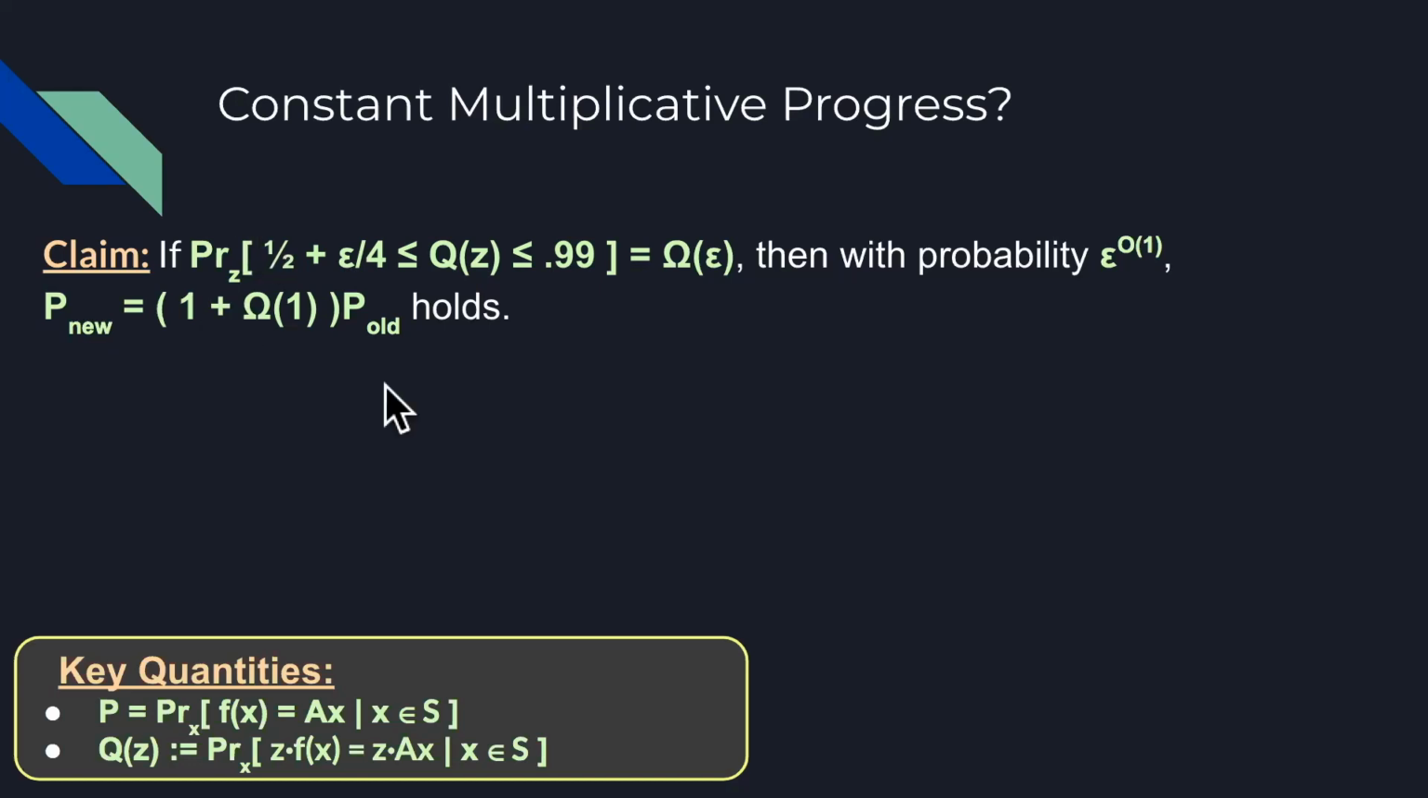Are you going to say the same Z? No, we're going to pick a random Z each time. Each time, hopefully we get lucky in our choice of Z. We're going to have Q of Z bigger than 1/2.